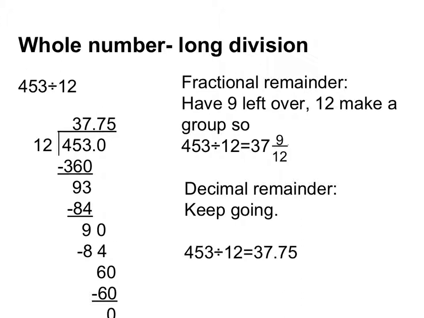So the decimal remainder, 453 divided by 12 is 37 75/100ths, or 37 7/10 and 5/100ths, or 37.75. Your choice, unless a problem specifies, your choice whether you want to do a fractional remainder or a decimal remainder.